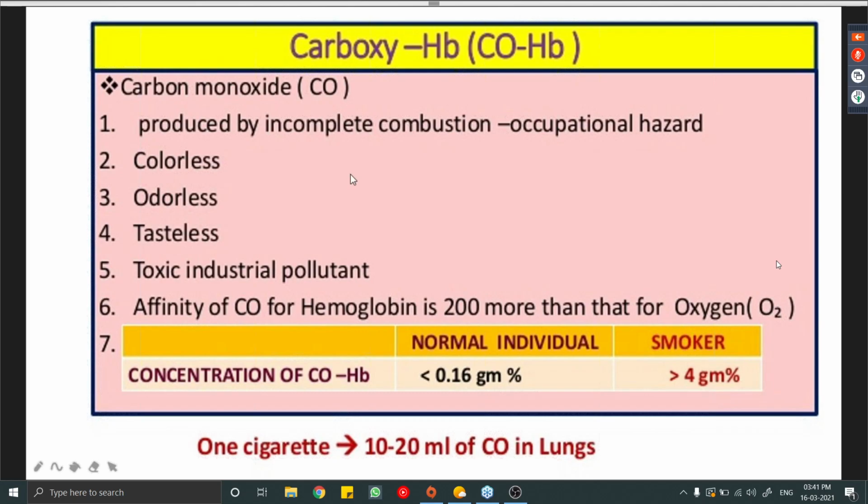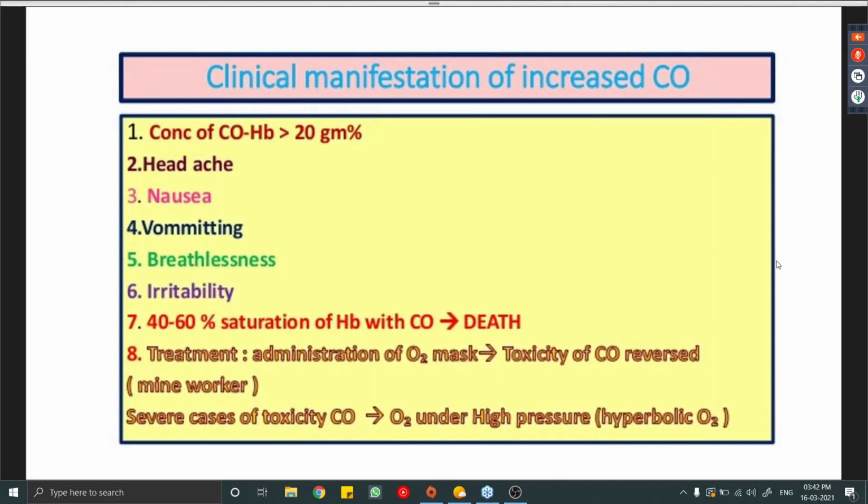Carbon monoxide is produced by incomplete combustion, and you must have heard from your grandparents that in their time they used to burn charcoal in angithis, and if you close all the doors, there is a lot of production of carbon monoxide, and hence carboxyhemoglobin. So cyanosis may happen when there is carbon monoxide poisoning.